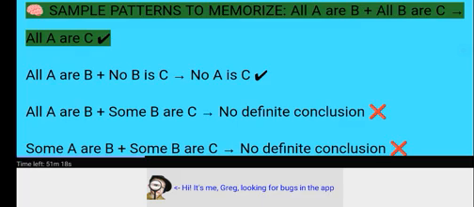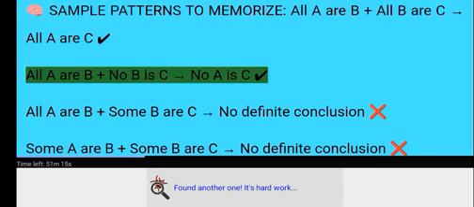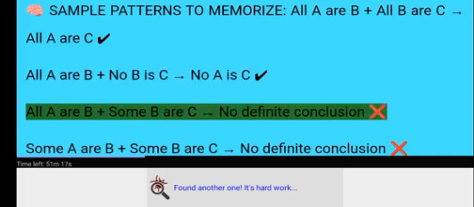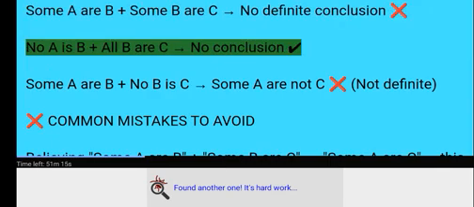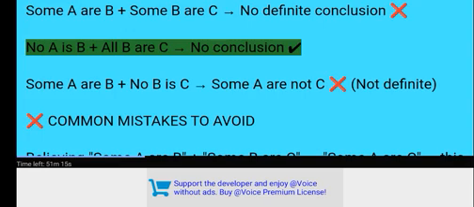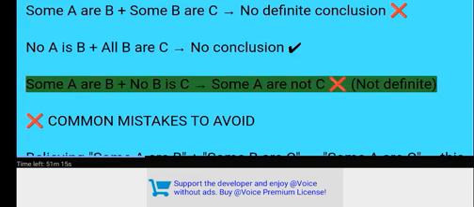Sample patterns to memorize. All A are B plus all B are C gives all A are C. All A are B plus no B is C gives no A is C. All A are B plus some B are C gives no definite conclusion. Some A are B plus some B are C gives no definite conclusion. No A is B plus all B are C gives no conclusion. Some A are B plus no B is C gives some A are not C, which is not definite.